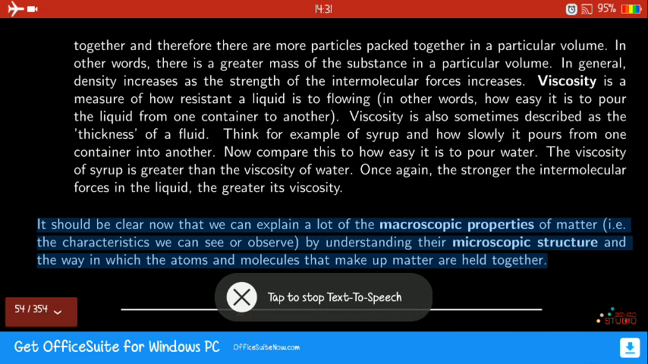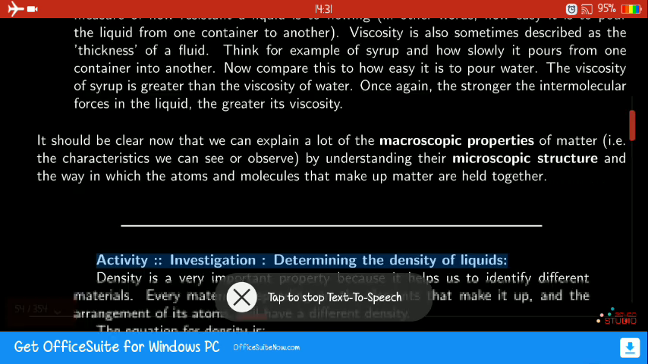It should be clear now that we can explain a lot of the macroscopic properties of matter, i.e. the characteristics we can see or observe, by understanding their microscopic structure and the way in which the atoms and molecules that make up matter are held together.